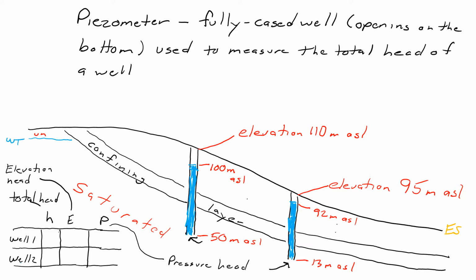Now, total head should be really simple. Total head is how high up the water column rises above a baseline, and we're always going to use sea level as the baseline. So for well 1, what's total head?